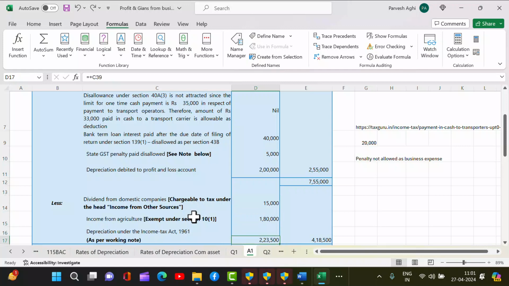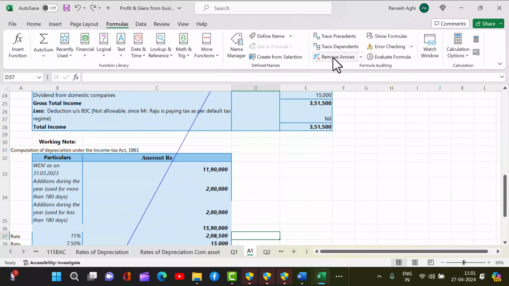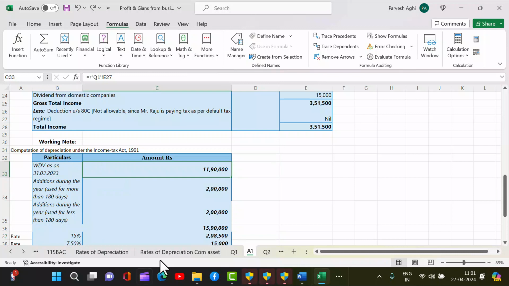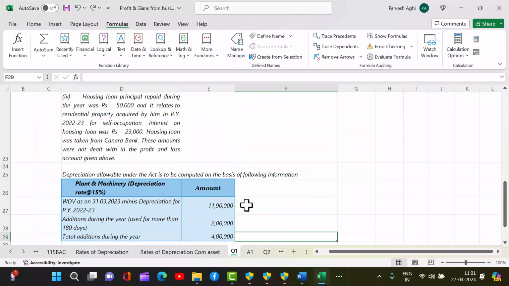Yes, sir. Then we have depreciation. Depreciation under the Income Tax Act 1961. So we can just check this. What I have done is I've calculated that here. So what was the written down value? 11,90,000. This is given in the question. Okay. Yes. So what we did was we went to this last one, and this figure we have shown here.